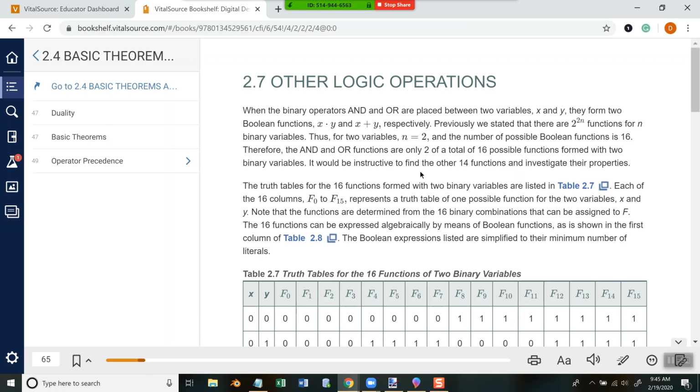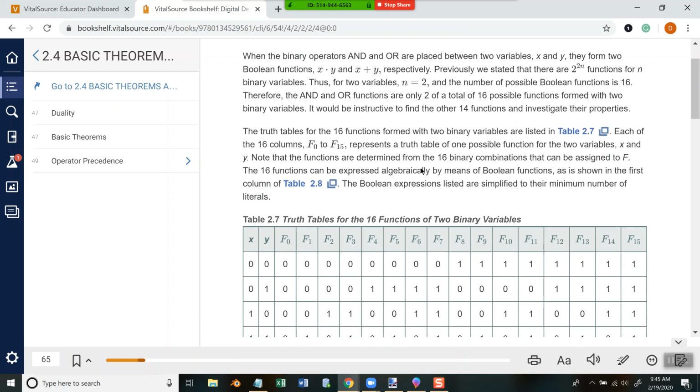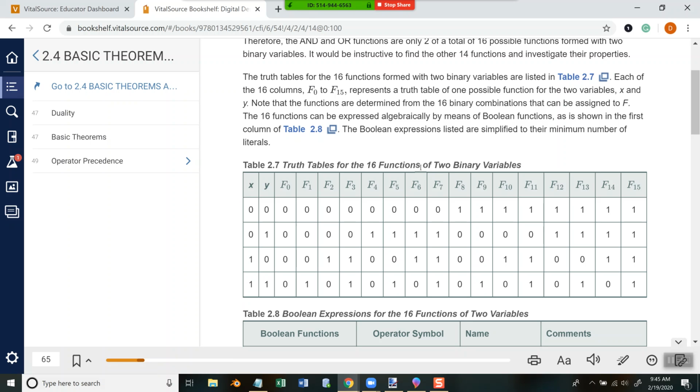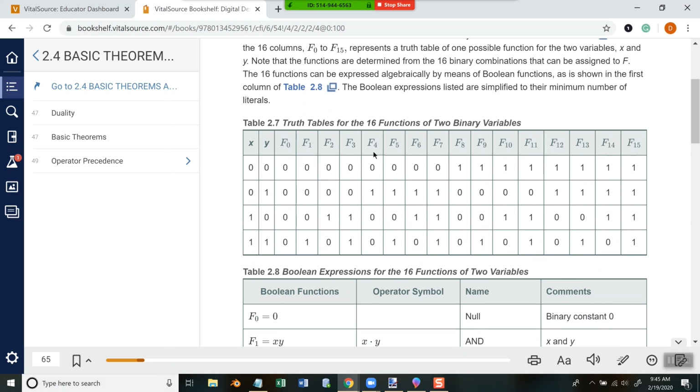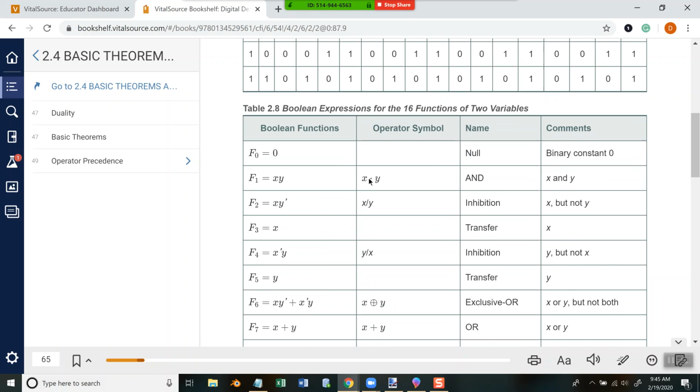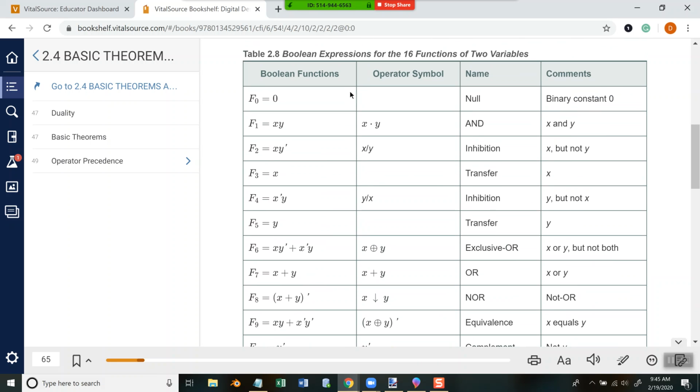Other logic operations. They're talking about the truth tables for the 16 functions. So here's the truth table for the 16 functions, and the function they're talking about is down here. The null is where it's 0. That's our f sub 0. The AND is like multiplication. That's the operator symbol.